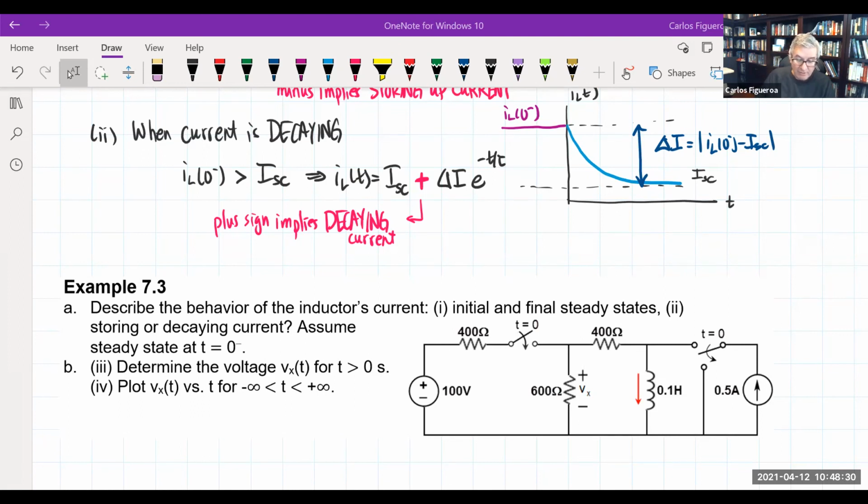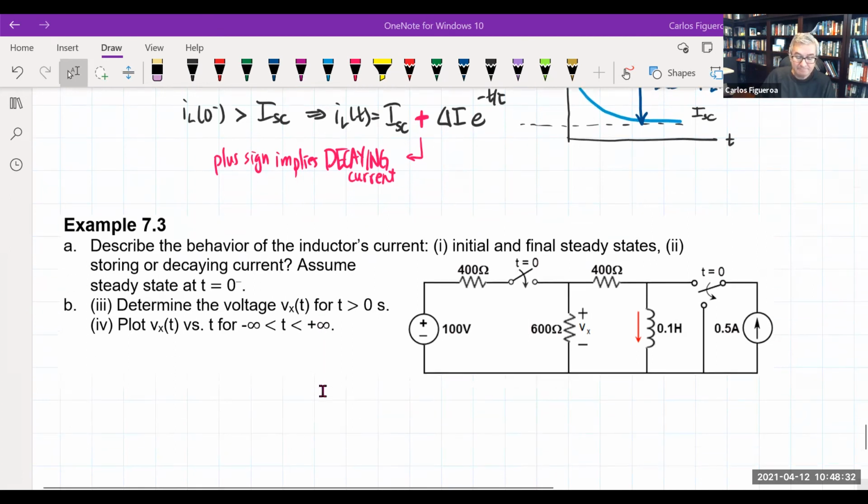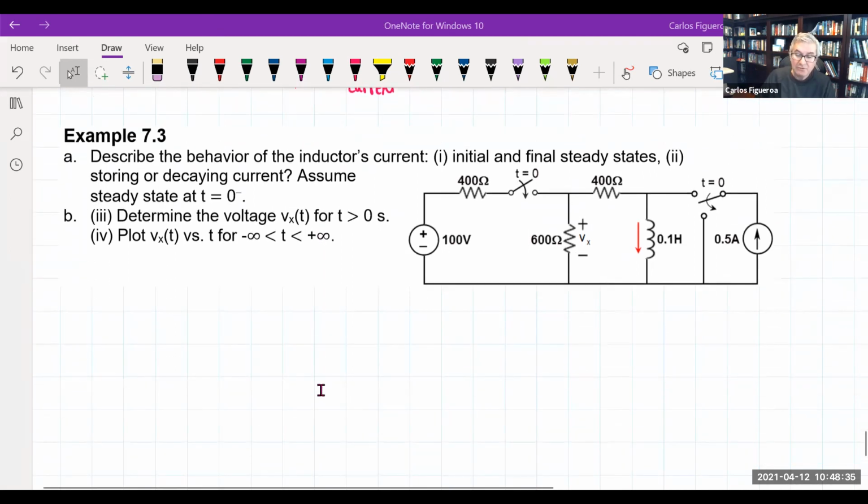But before we go, look at this circuit here. I want you to try to take the same type of thinking that I did previously and tell me, is the current of the inductor increasing, or storing current, or is it decreasing, decaying current, when the switches are thrown? What would you think here? Just look at that thing and tell me what you think.